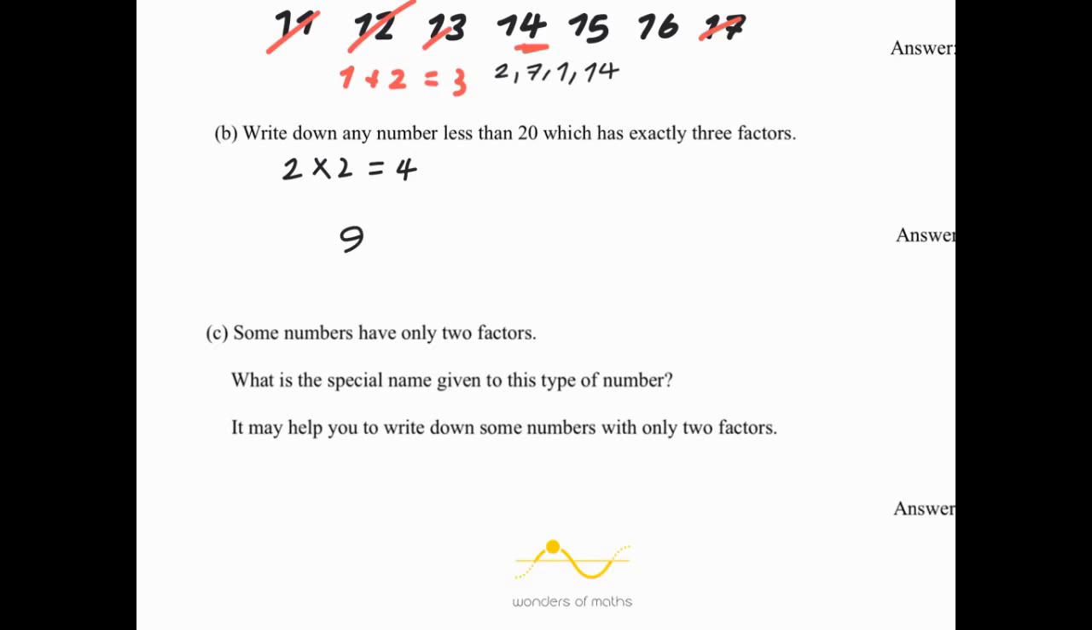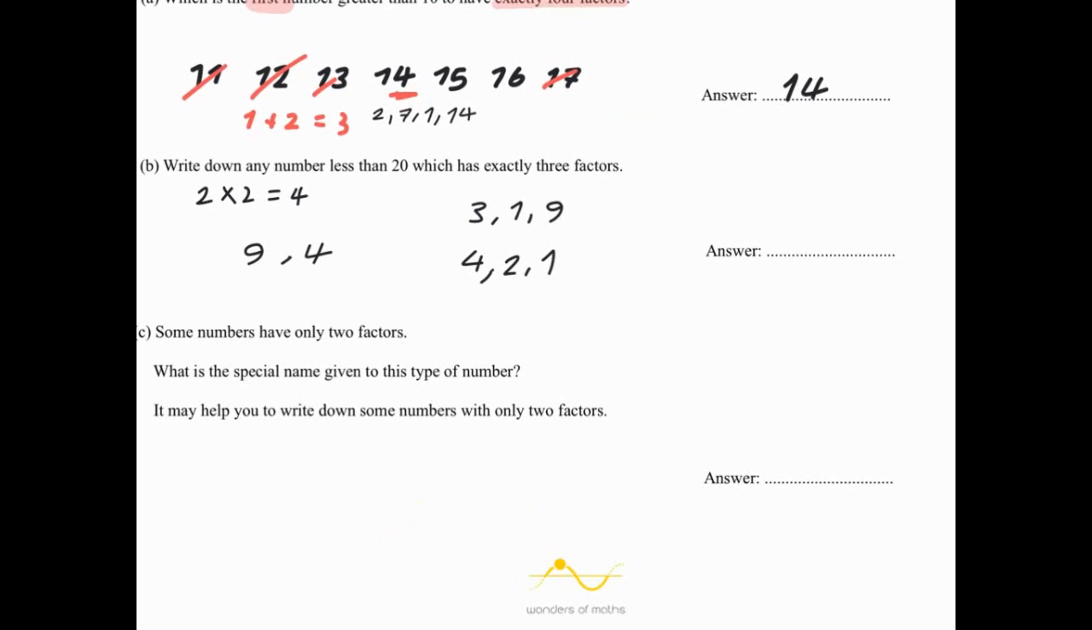These include 9 and 4. The factors of 9 are 3, 1, and 9, as 3 multiplied by 3 is equal to 9 and 1 multiplied by 9 is equal to 9. And the factors of 4 are 4, 2, and 1. The 2 is a square factor, and 4 multiplied by 1, of course, gives us 4. Therefore, our answer could be 9 or 4.